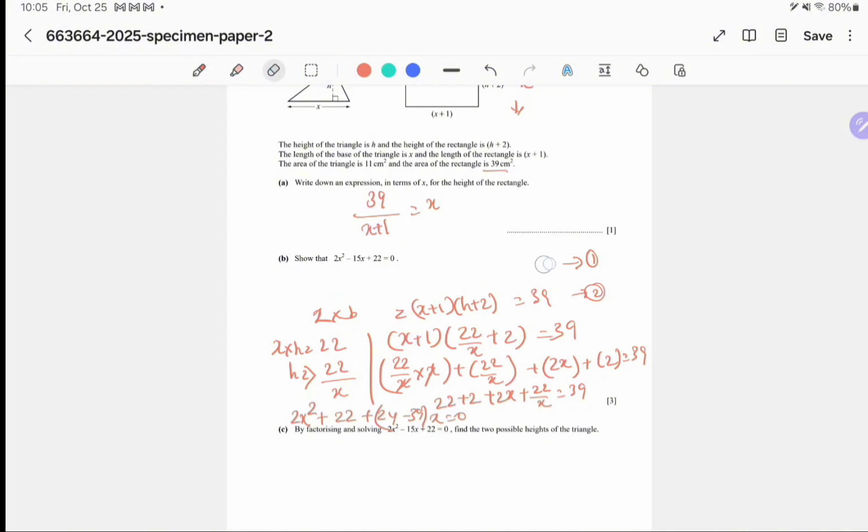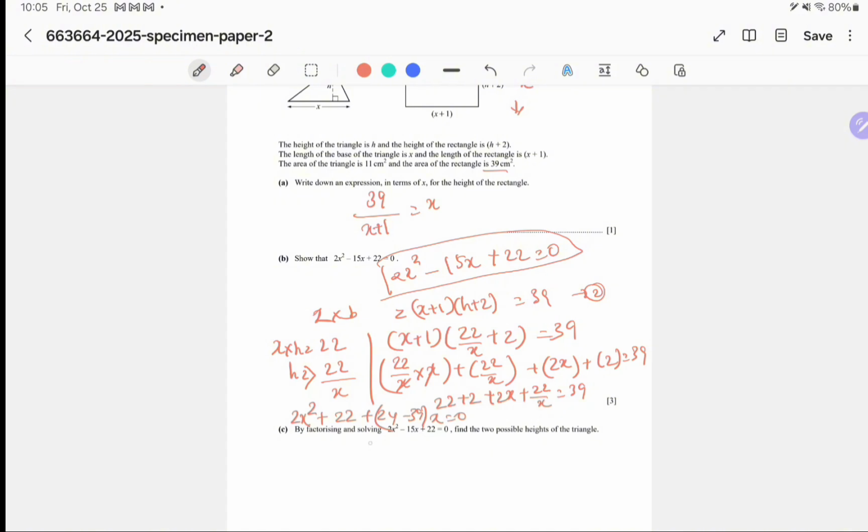I will erase this. Okay, and finally you will get 2x square plus 22x. I am missing, no, it is minus 15x, not plus, and it is minus 39. So 2x square minus 15x plus 22 equal to 0. Okay, this is the answer. Next question, here we have proved the answer.